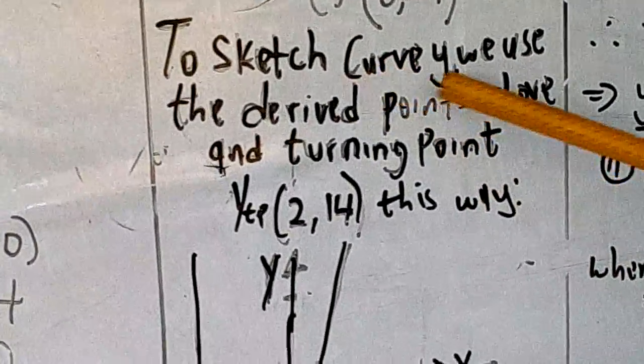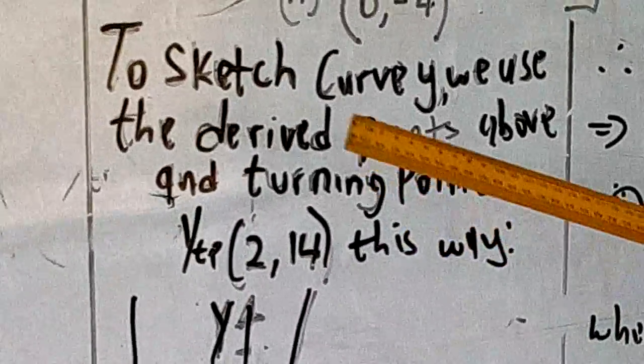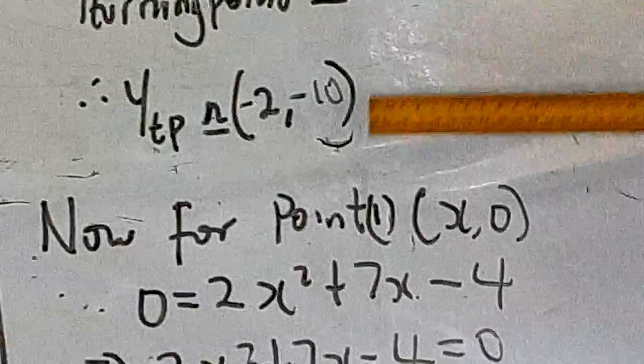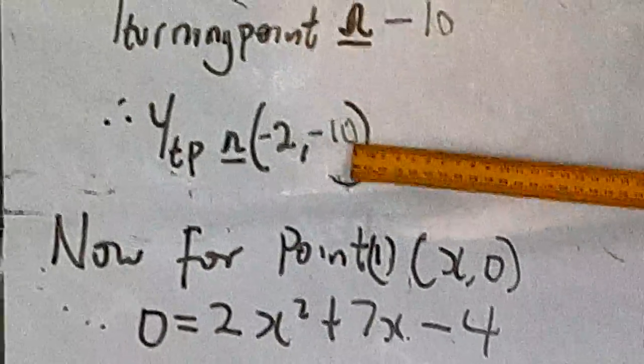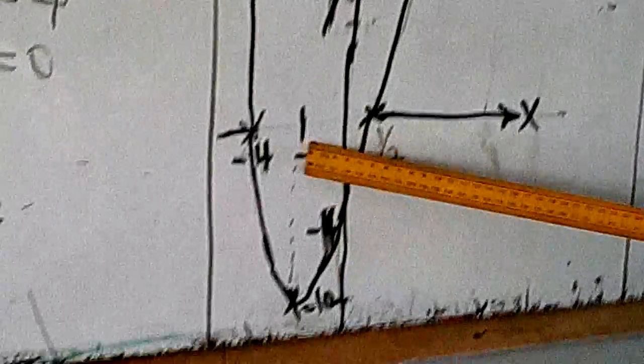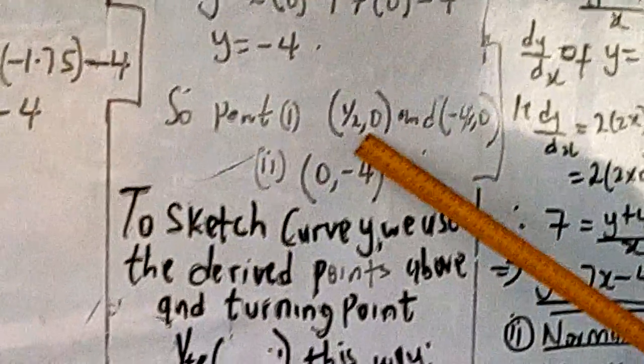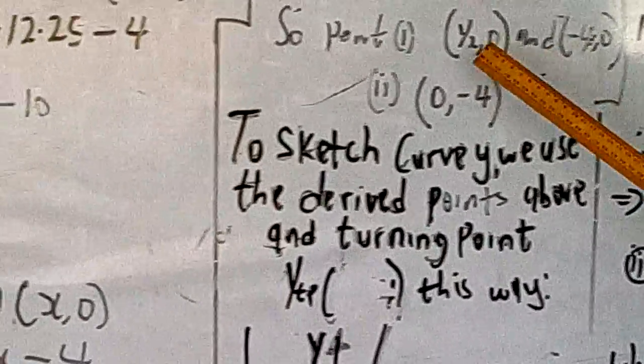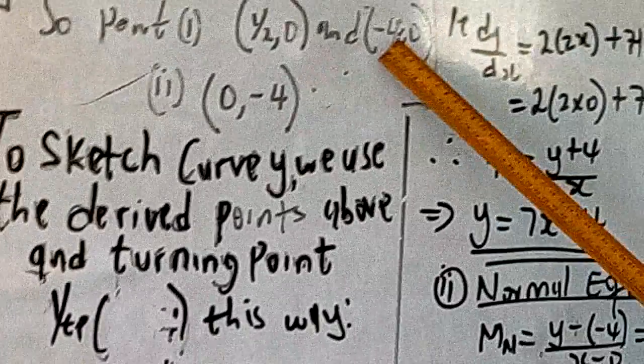Now, to sketch the curve, we use the derived points above and the turning point. At the turning point that we got the other time, we discovered that the value of our y is minus 10 and the value of our x is minus 2. So we plot the turning point, minus 2 and minus 10. This is minus 2 when the value of y is minus 10. When we plot it, our turning point for this curve is this. Then we plot the roots of the equation, in which x is half and x is minus 4, at which y is 0 in each case. We have these points.